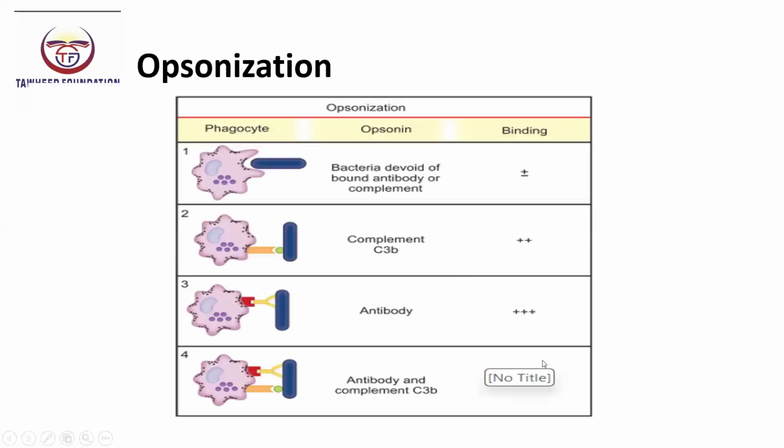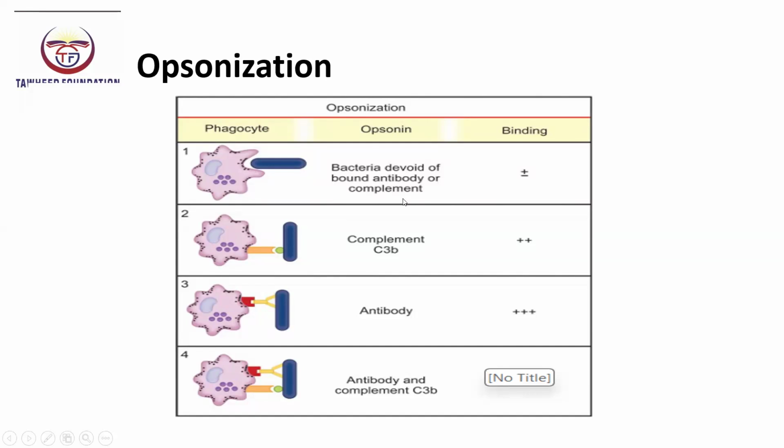In this diagram, opsonization is a critical process in innate and adaptive immunity where pathogens are tagged for more efficient phagocytosis by immune cells like neutrophils and macrophages. It greatly enhances the ability of phagocytes to recognize and engulf microorganisms. So step 1, in the first part of this diagram, we see phagocytes like macrophages approaching bacteria.